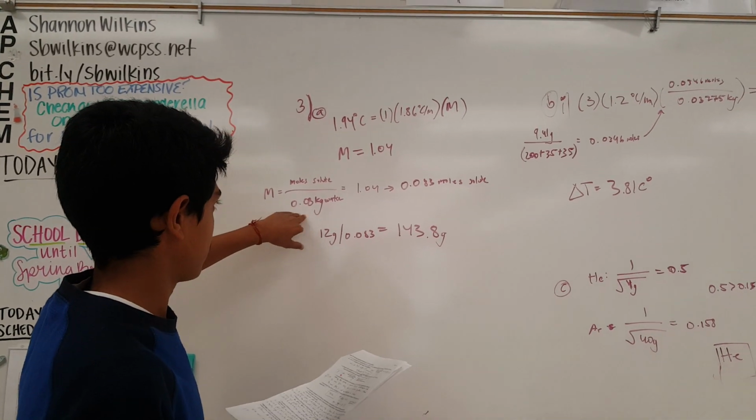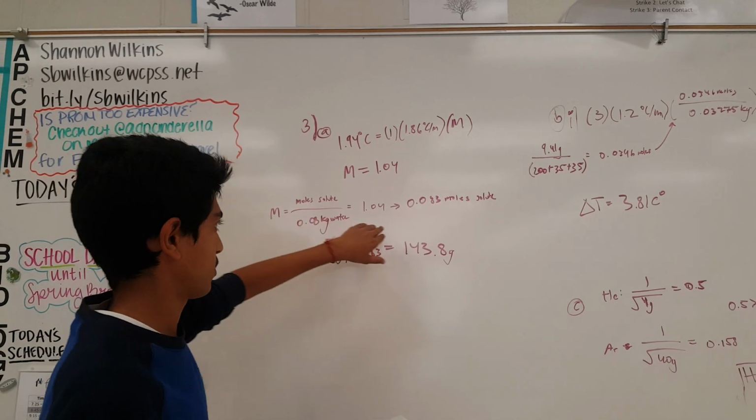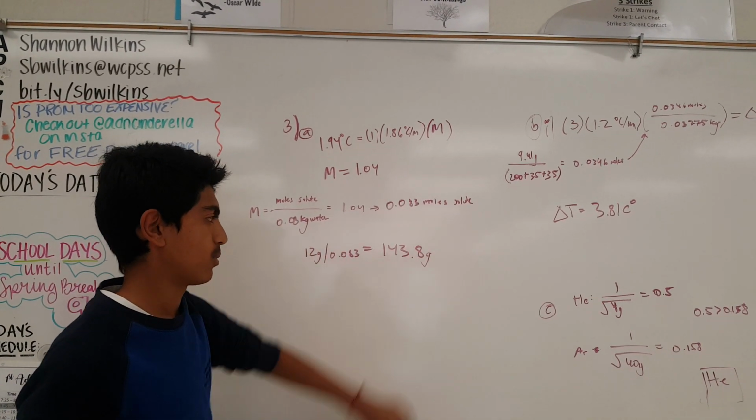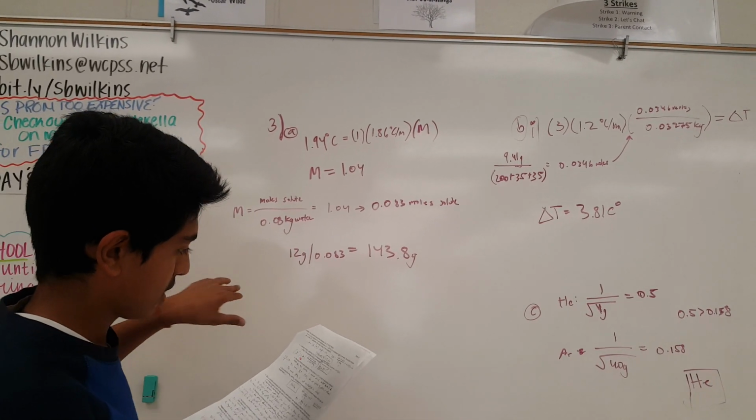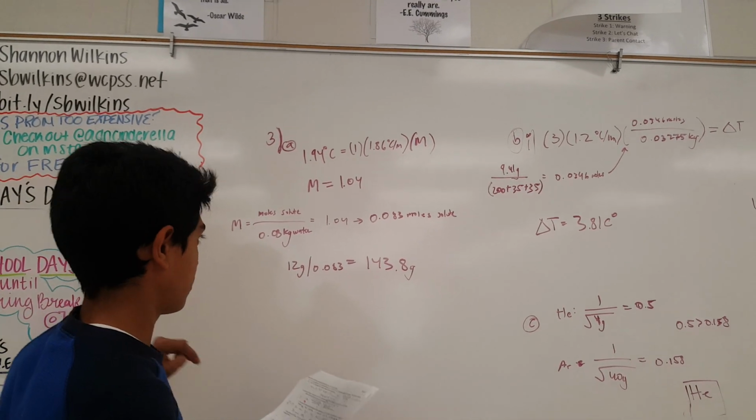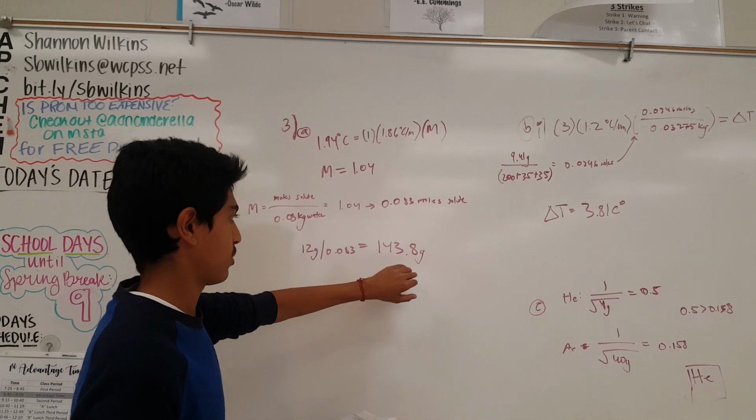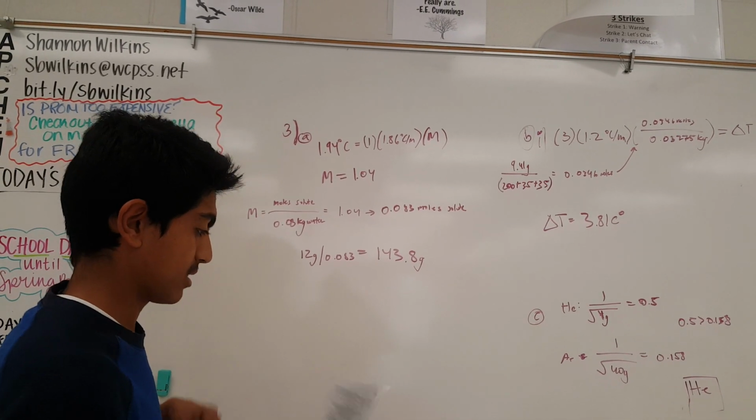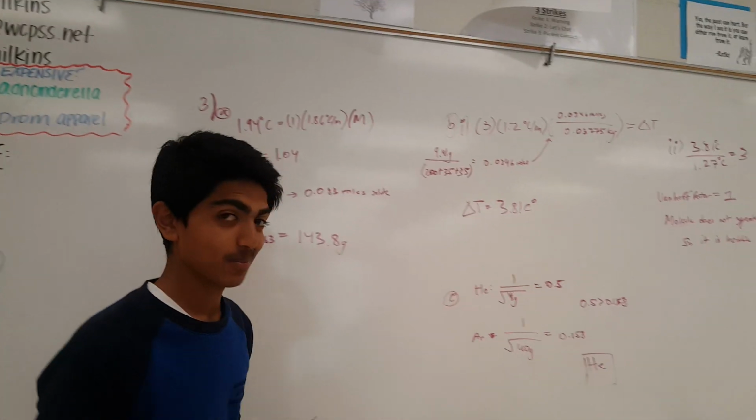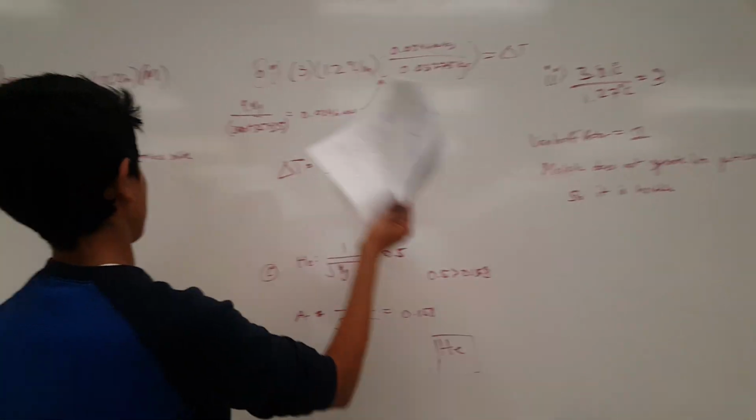So we have 0.08 kilograms of water, so we solve for moles, and we get 0.083 moles of solute. They give us that we dissolved 12 grams of the sample, so if you take the 12 grams divided by the number of moles, we have 143.8 grams as the molar mass of the substance. So we're going to move on to B, part 1.